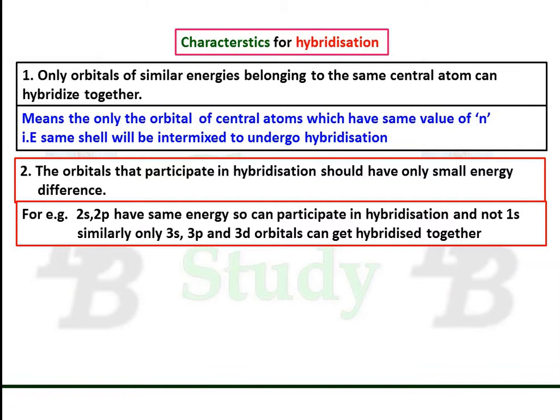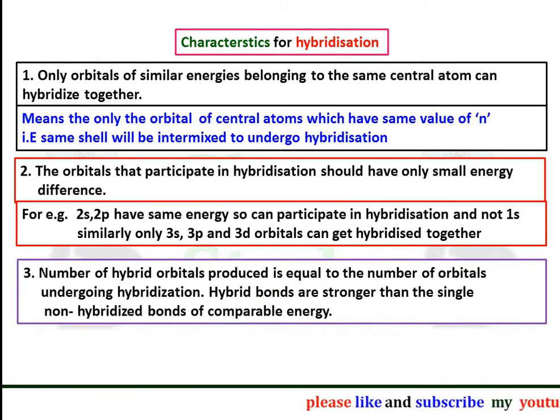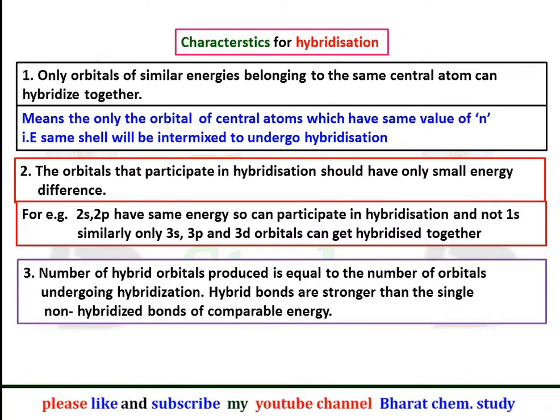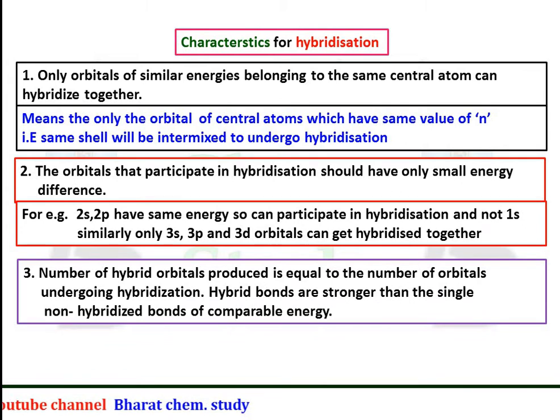In the same way, only 3s, 3p and 3d orbitals can be intermixed together to undergo hybridization because they belong to same shell and have almost same energies. Third, the number of hybrid orbitals produced is equal to the number of orbitals undergoing hybridization.